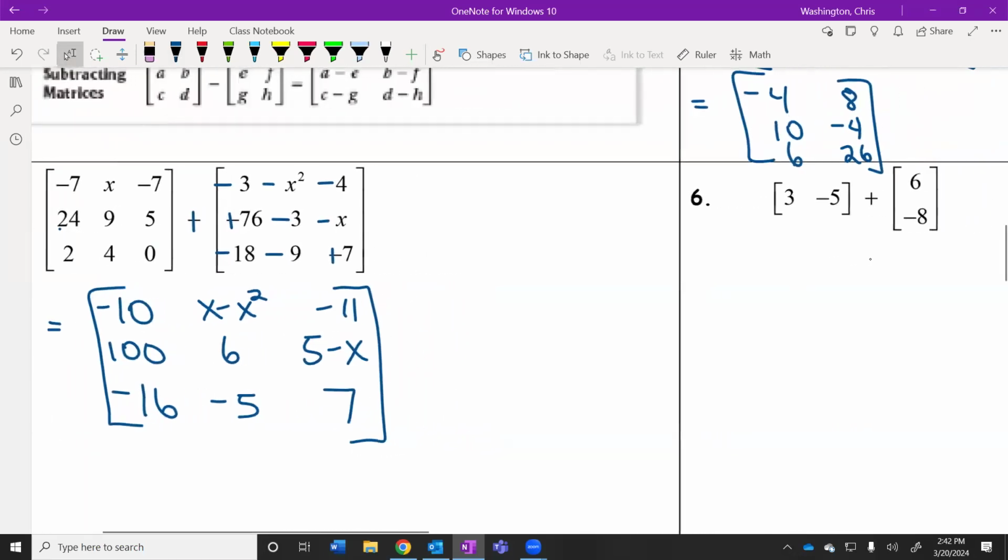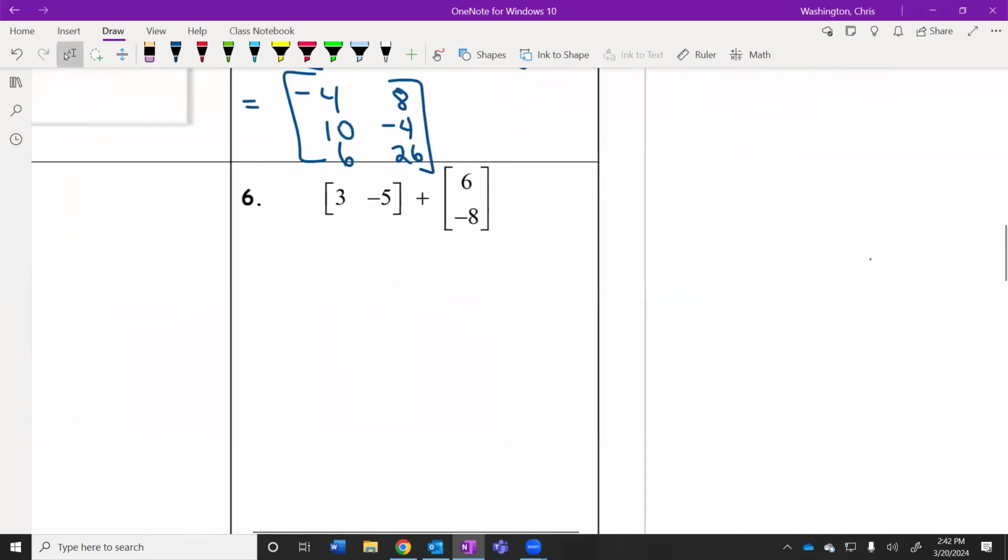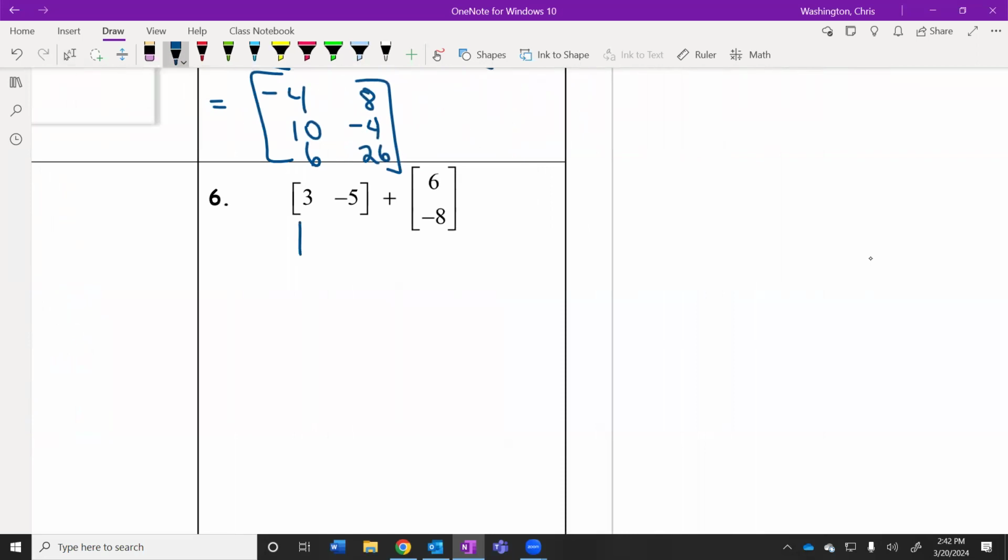All right, looking at number 6. We have 3, -5, which is a 1 by 2 matrix. We have 1 row and 2 columns. The second matrix, we have 2 rows and 1 column. Can we add those together? No, we cannot add those together.